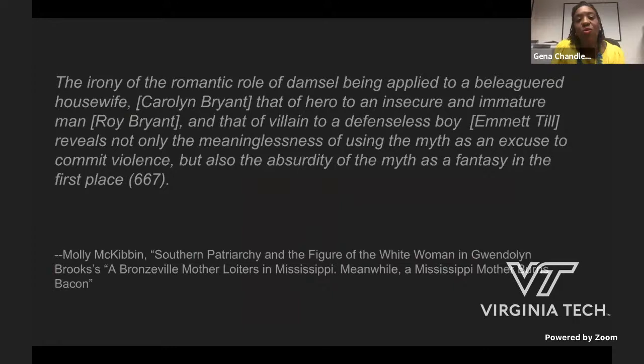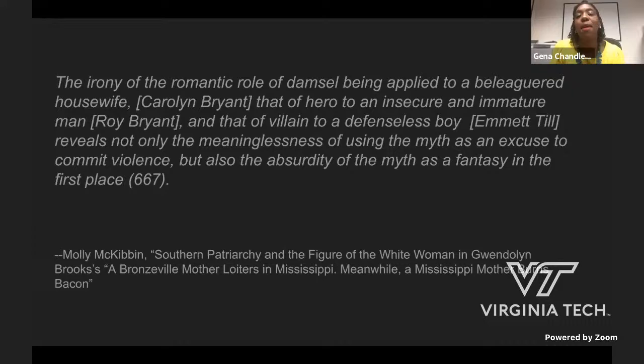Here, the romantic role of the damsel in distress being applied to the white housewife that she re-envisions here as an expression of Carolyn Bryant, and that to an insecure and immature man, her husband, who's supposed to be the white knight, but instead his insecurities come forth, Roy Bryant. And then positioning Emmett Till not as villain, as the story often goes, but as a defenseless 14-year-old boy. Brooks makes us think critically about the power of story and image and how the staidness of this image in the Southern imagination has created these moments of violence, the same kind of violence that we confront today.